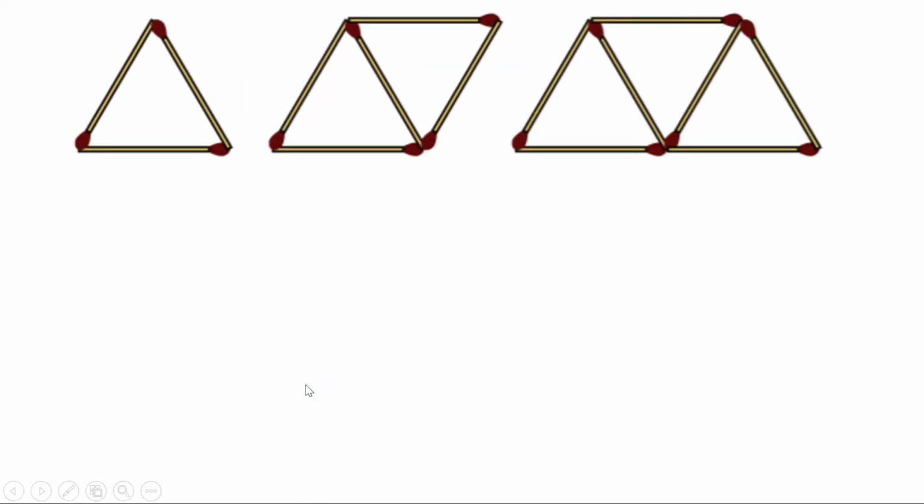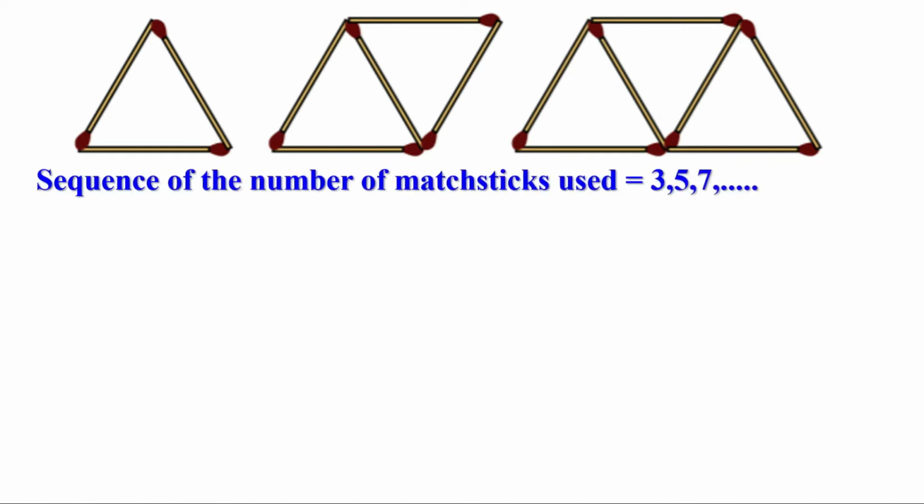Now let us take another example. 3 matchsticks are used to make a triangle. To make an additional triangle, 2 more matchsticks are used. To make one more additional triangle, again 2 matchsticks are used. Now let us find out the sequence of the number of matchsticks used. That is 3, 5, 7, etc. Let us try to find out the algebra of this sequence.